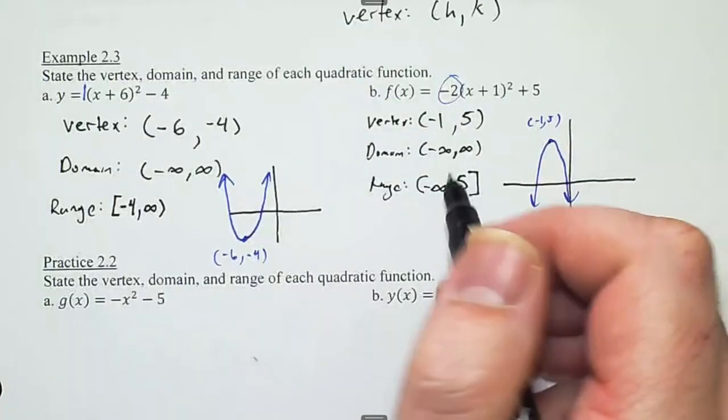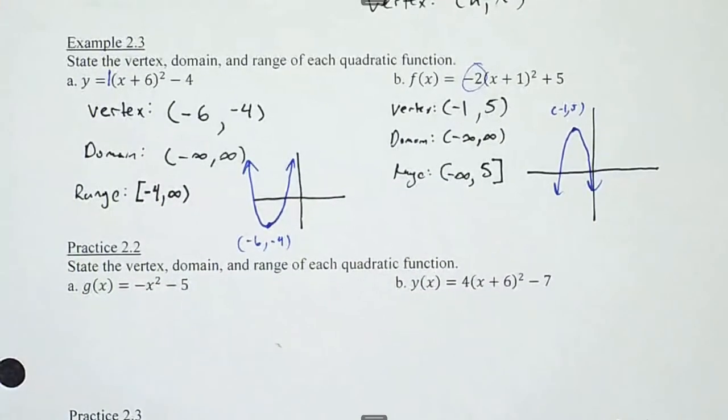Remember, if you're using negative infinity, it has to come on the first number, and it always has a parenthesis. And then we put a bracket around the numbers that we actually reach.